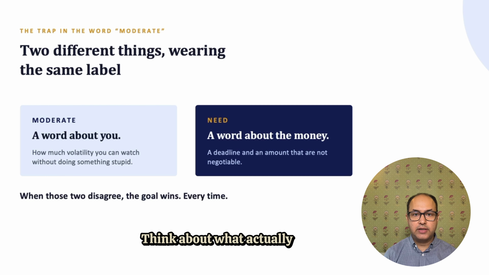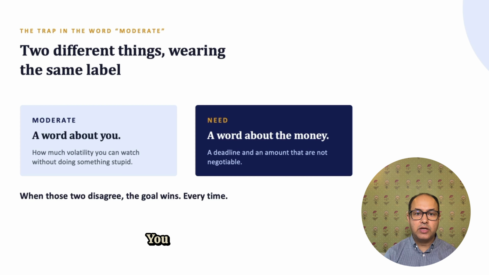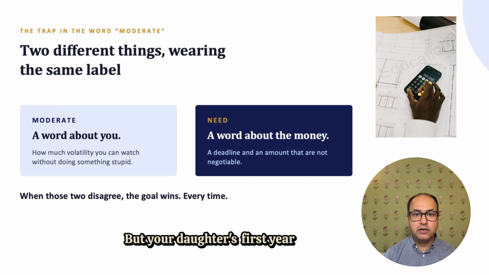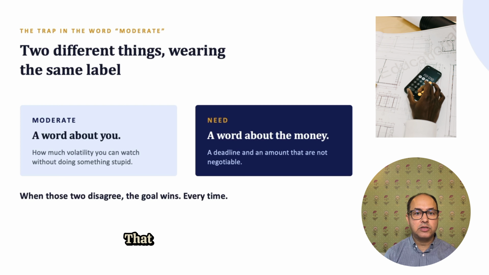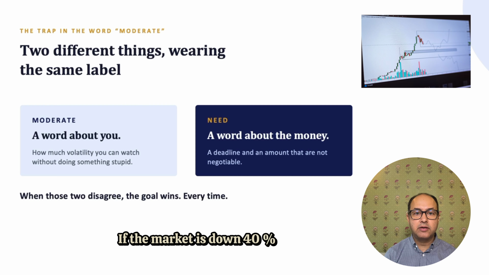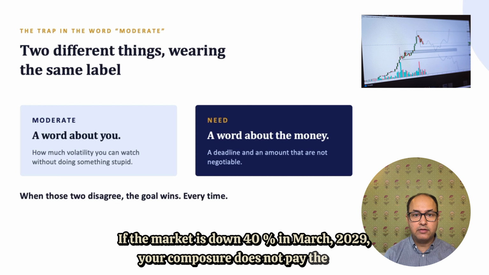Think about what actually happens. Your temperament tolerance shows up as a feeling. You can stomach a 30% fall, fine. But your daughter's first year fee is due in April 2029. That date does not care how calm you are. If the market is down 40% in March 2029, your composure does not pay the fee.